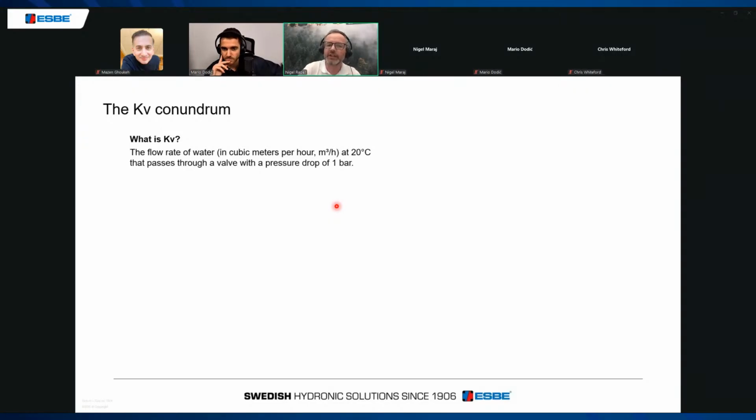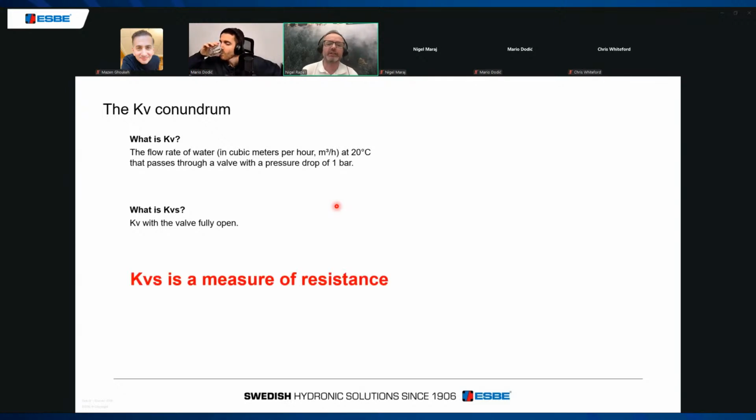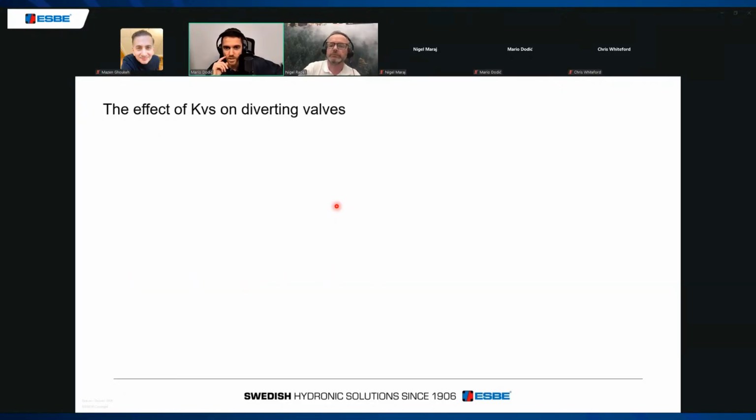So that's KV. So what is KVS? That's simply the KV value with the valve fully open. People bandy this term around, KVS, without actually knowing what it means. All it is is a measure of resistance. The higher the number, the lower the resistance through the valve. A good analogy is whether you have a bigger hole or a smaller one. So just for people to imagine what the KVS is: if you have a hole like this or like this, you can push through. A big KVS, a big hole, lets more water through.